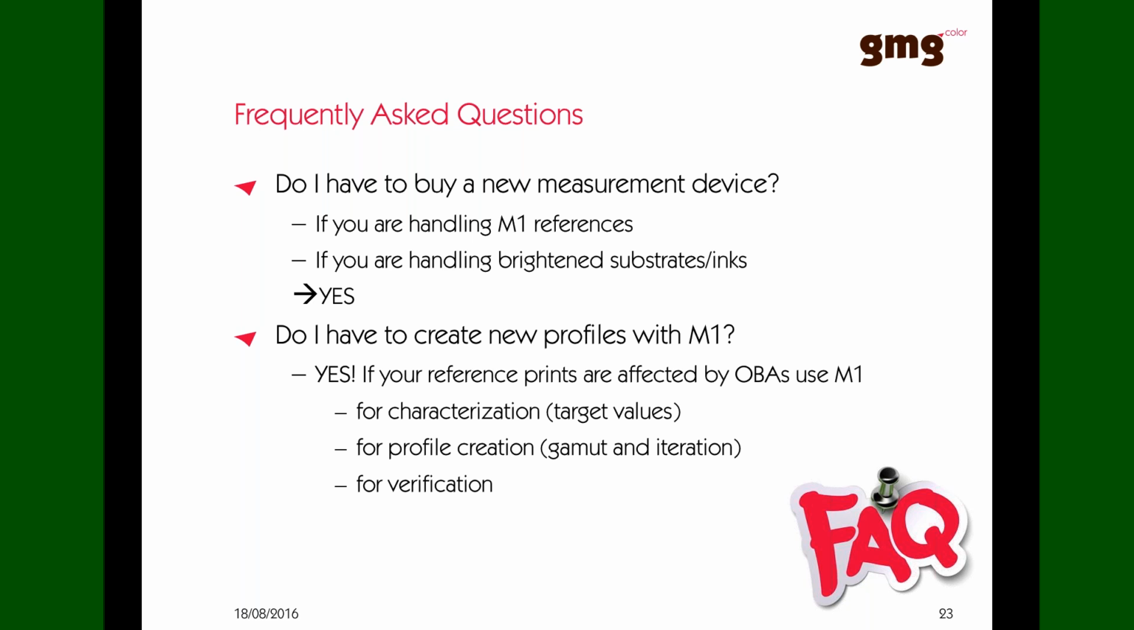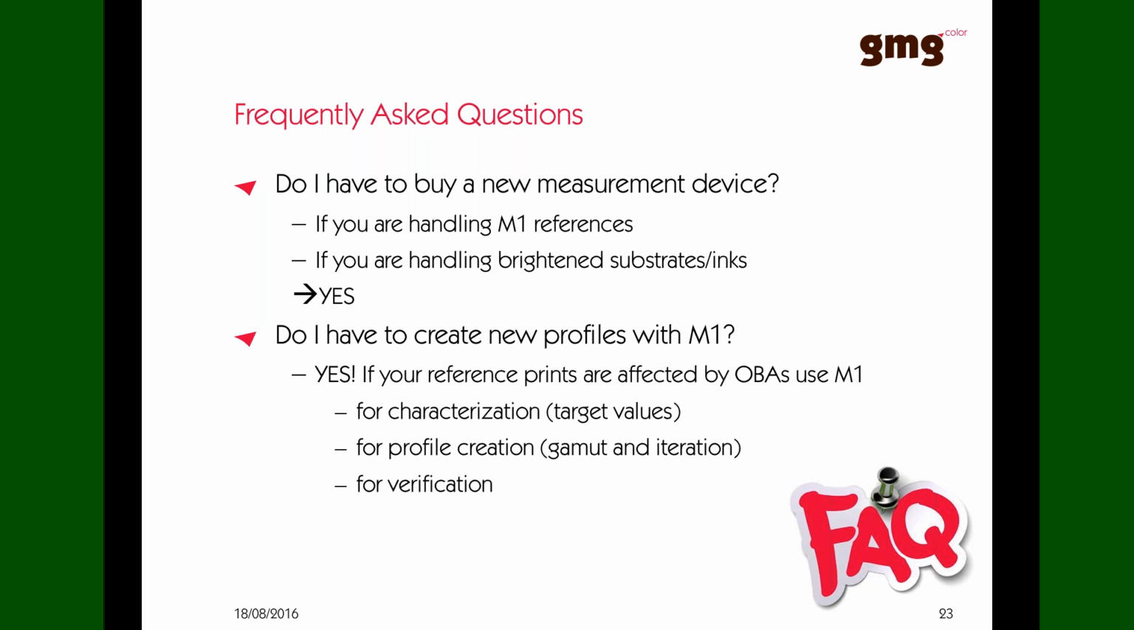So for example, if you want to prove the new FOGRA standards 51 and 52, and you then want to measure the media wedge that's on your proof, because the references of FOGRA 51 and 52 are made only in M1, and you also need an M1 measurement device to be able to measure your control strip. So in such a case, yes, you would need a new M1 capable measurement device.